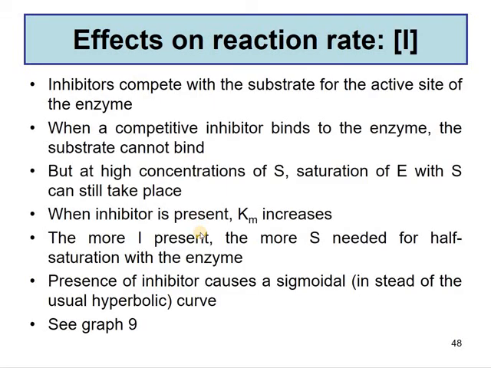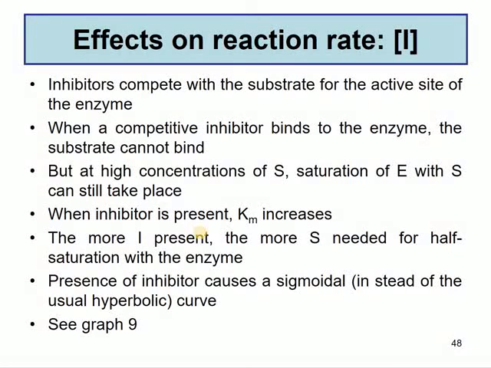Okay, so just to recap the effect of reaction on the substrate concentration, the inhibitors compete with the substrate for the active site of the enzyme. When a competitive inhibitor binds the enzyme, the substrate cannot bind, but at high substrate concentration, saturation of the enzyme with substrate will still take place. When an inhibitor is present, the Michaelis constant increases, and the reason why it does so is because you need more of the substrate to displace the inhibitor. The more inhibitor present, the more substrate is needed for half the saturation with enzyme to take place.